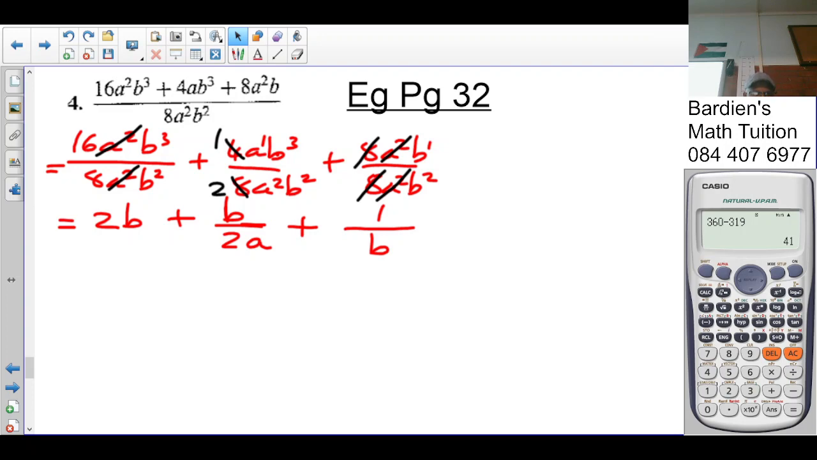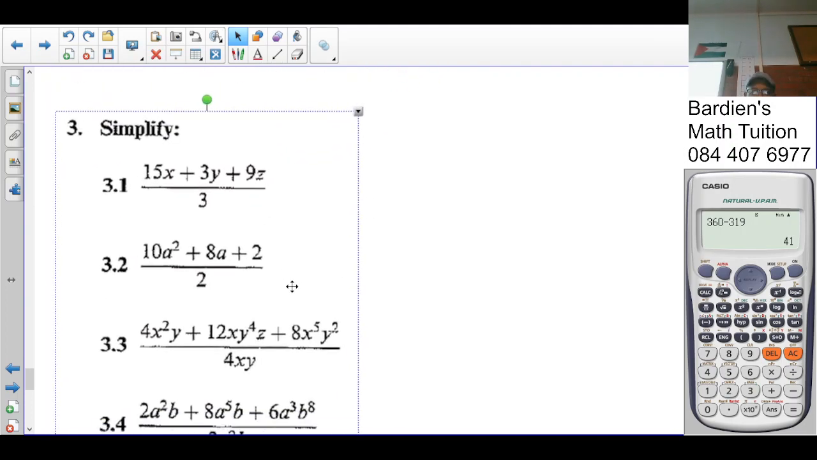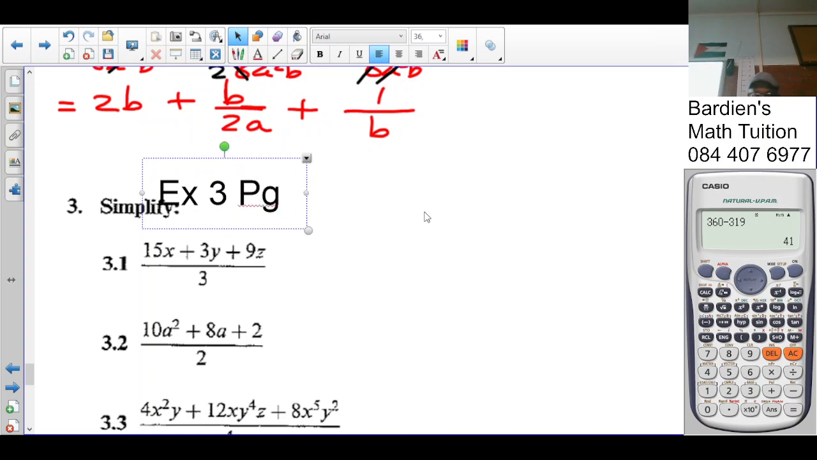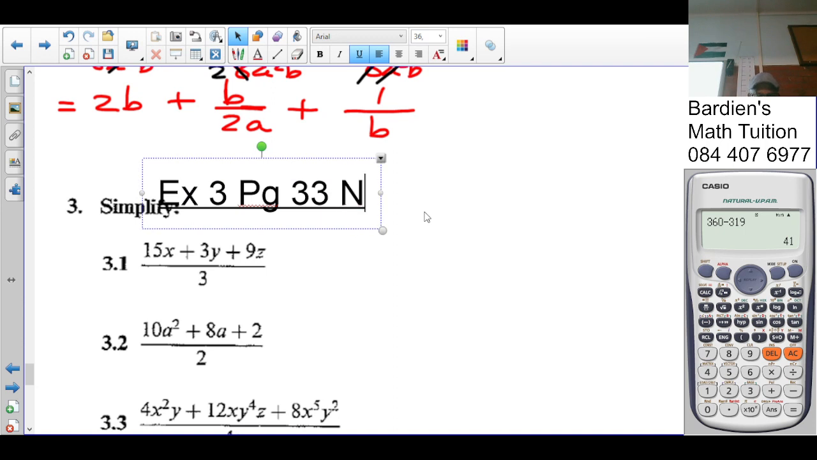Okay? Now, Madsen is not here. And we need somebody to record it for us. So we'll put it in the group. Who's going to put it in the group? Okay. Thank you, Zara. So exercise 3 on page 33, no? Number 3.